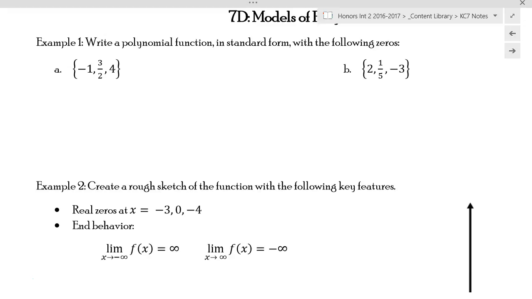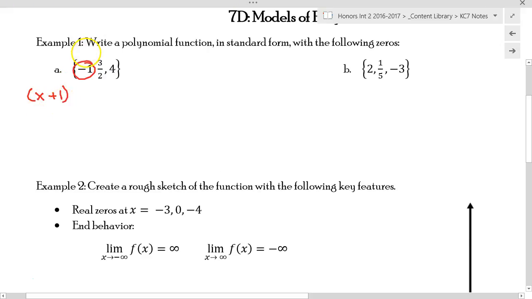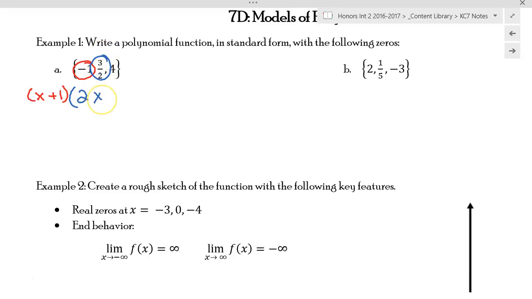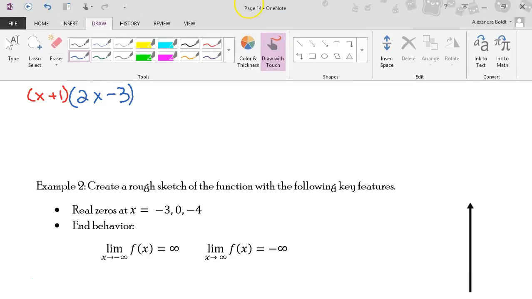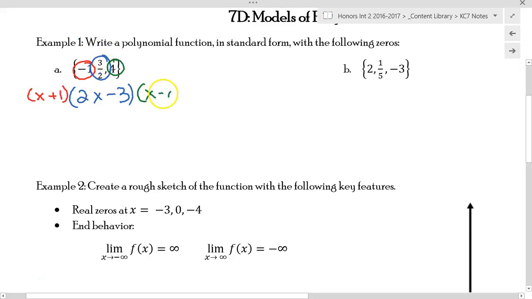Write a polynomial function in standard form with the following zeros. My zeros are -1, 3/2, and 4. The first thing I want to do is take these zeros and write them as factors. When I write them as factors, I change the sign. So that's x plus 1. Fractions are a little different. Fractions, you slide the 2 over. Whatever's on the bottom, I'm going to slide it over to 2x and then change the sign. So 2x minus 3. And then I have x minus 4.